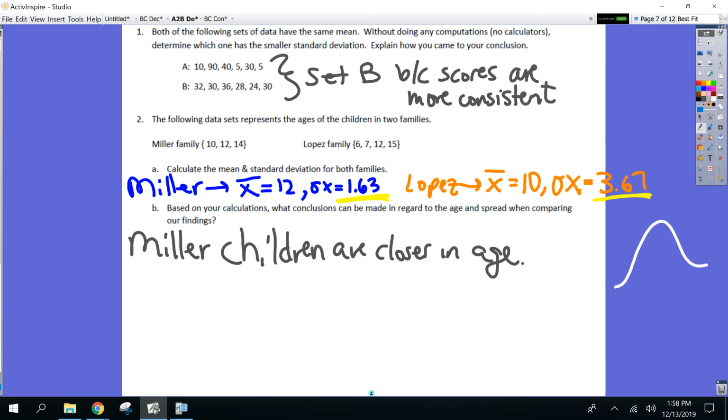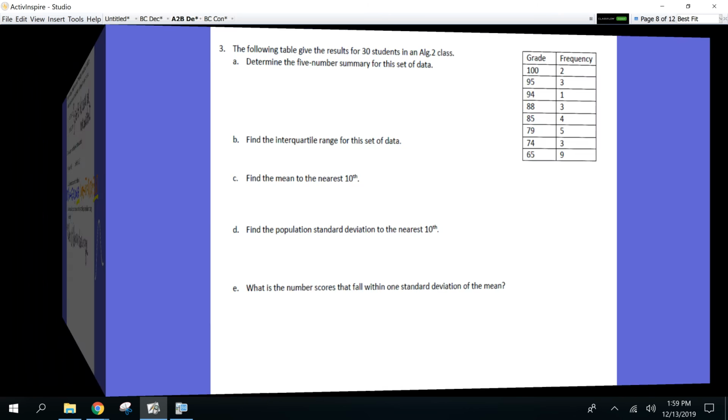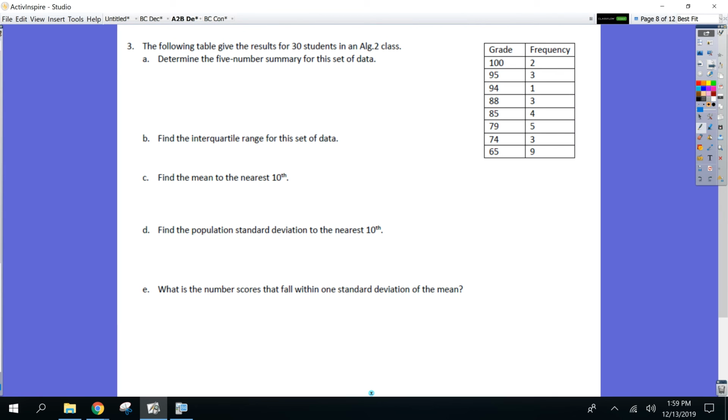Questions? All right, we're going to finish this off with fireworks now. 30 students in an Algebra 2 class. There's their grades and how many of them occurred. Right, we went over this yesterday. How many 65s were in the class? Solid. How many 88s? 3. Okay, so we know how to read it. First thing I'm asking, determine the 5-number summary.